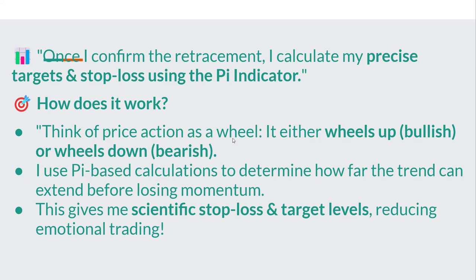Think of the price action as a wheel. It either wheels up or wheels down. If it is wheeling up, it is a bullish move, and if it is wheeling down, it is a bearish move. I use pi-based calculation to determine how far the trend can extend, how far the wheel can move before losing momentum. This gives me scientific stop loss and target levels, reducing emotional trading.